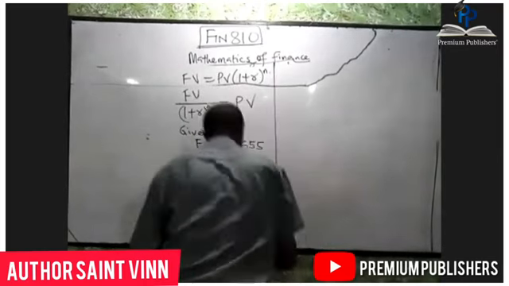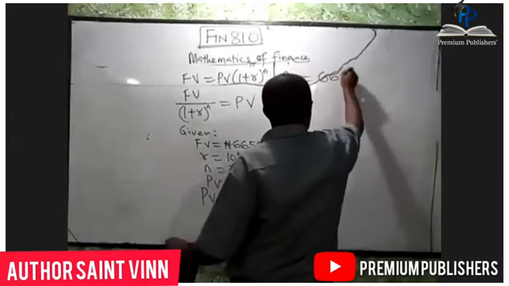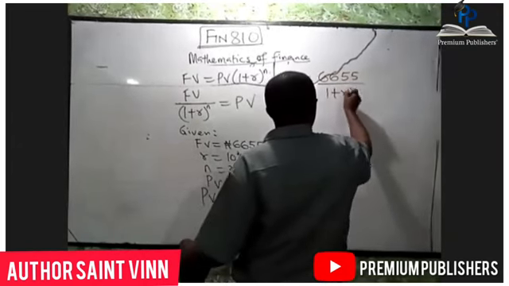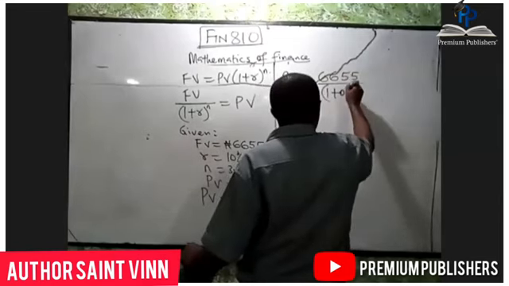Have present value. Future is 655. We're discounting the future value to give us the present.